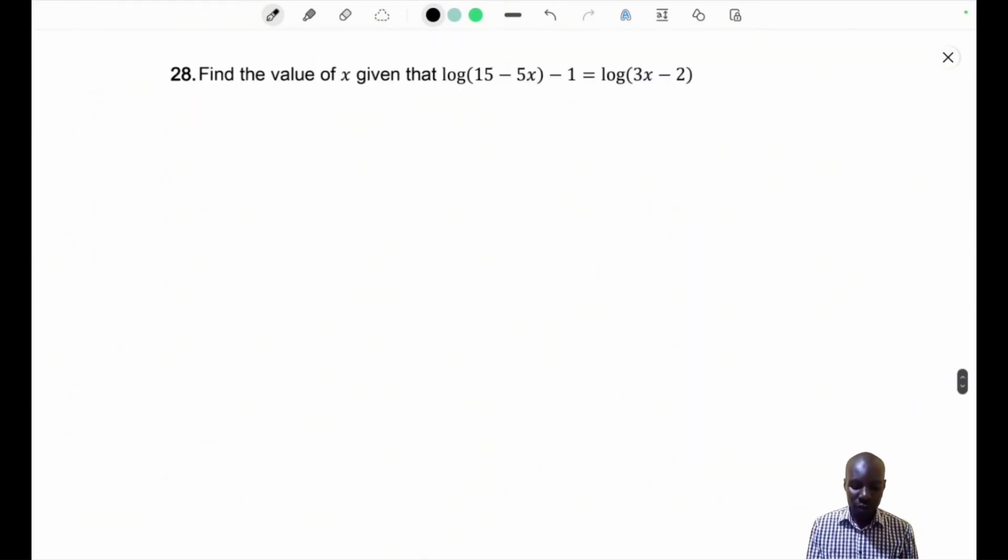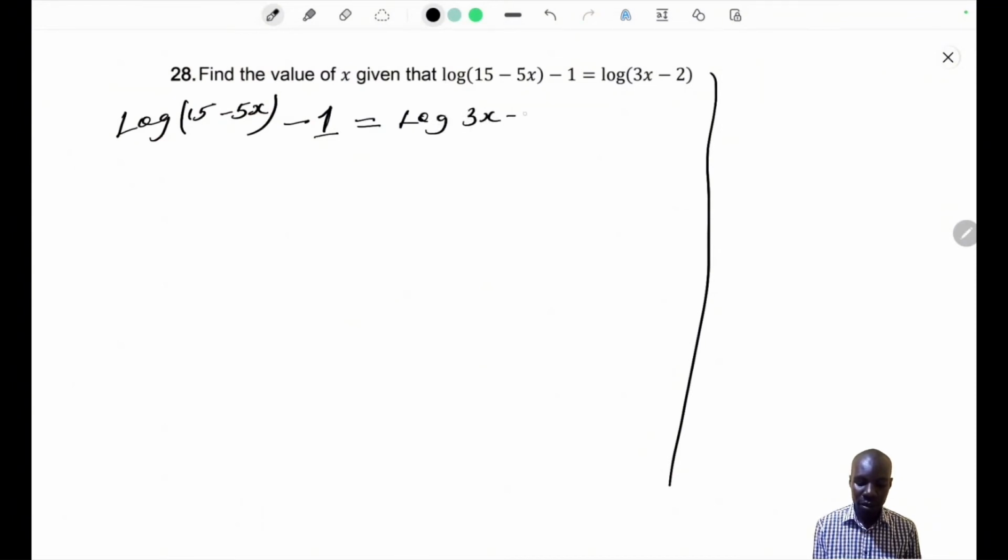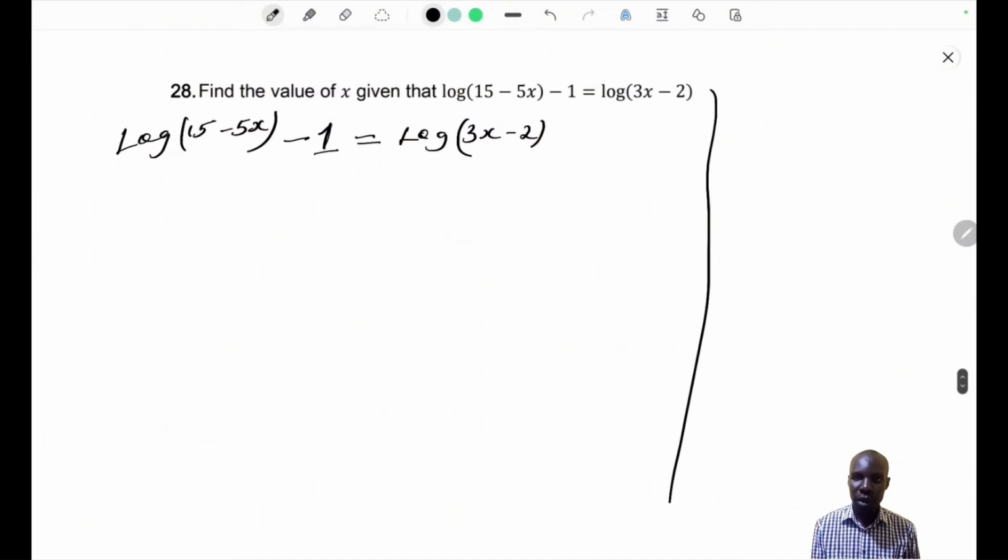Number 28. Find the value of x given that log of... So what are we given? We are given log of 15 minus 5x minus 1 is equivalent to log of 3x minus 2. Remember that if we are not given the base, you are given it that way, log of x, you must know that this is to the standard base. It is log of x to base 10.